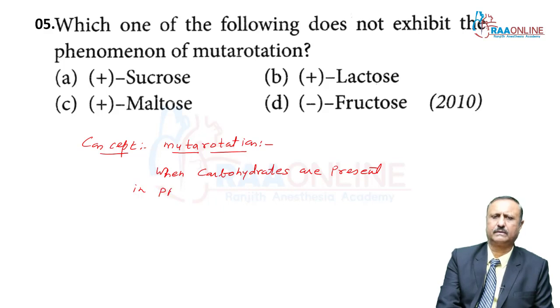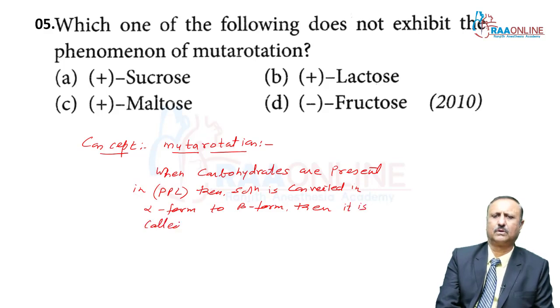in plane polarized light, PPL, then the solution is converted from alpha form to beta form, then it is called mutarotation.